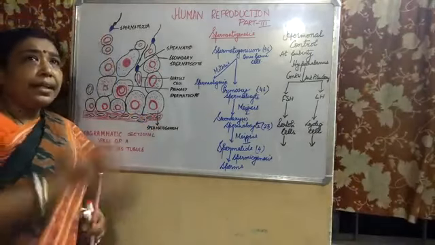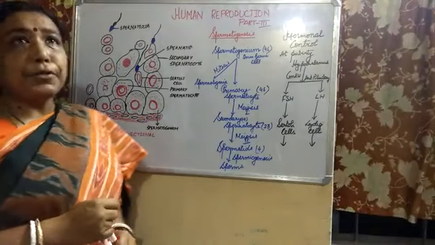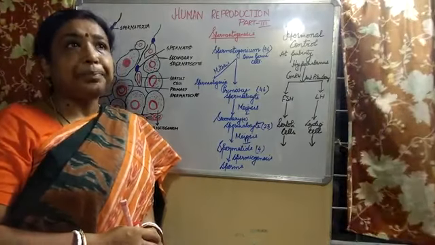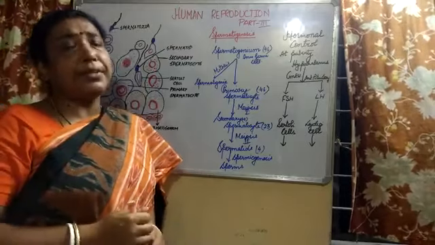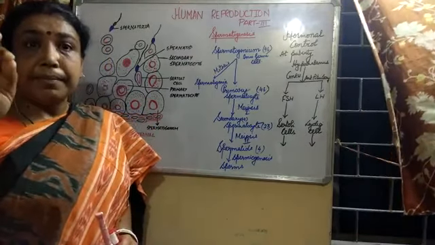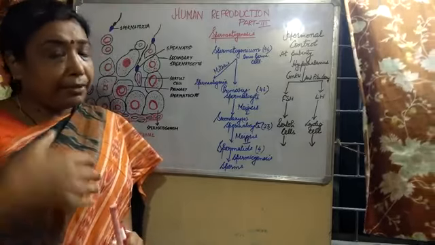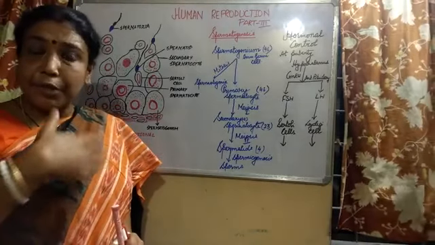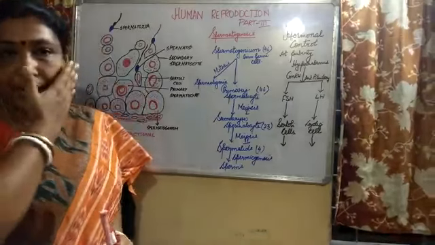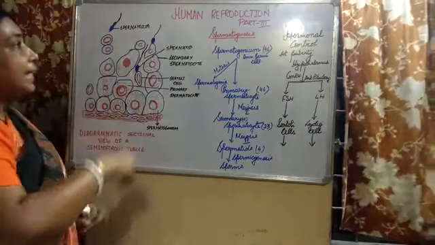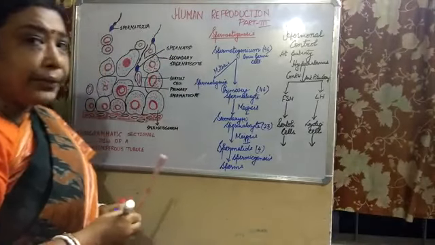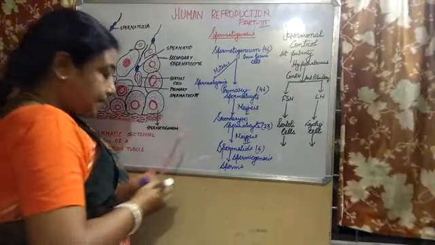So children, in part 1 and part 2 you saw the parts of the human male reproductive system and also the sectional view of the testes and the pathway through which the sperm travels all the way from the testis inside the abdominal cavity, then ultimately its ejaculation. Now, in the human reproductive system, that is the part 3, we are going to deal with gametogenesis.